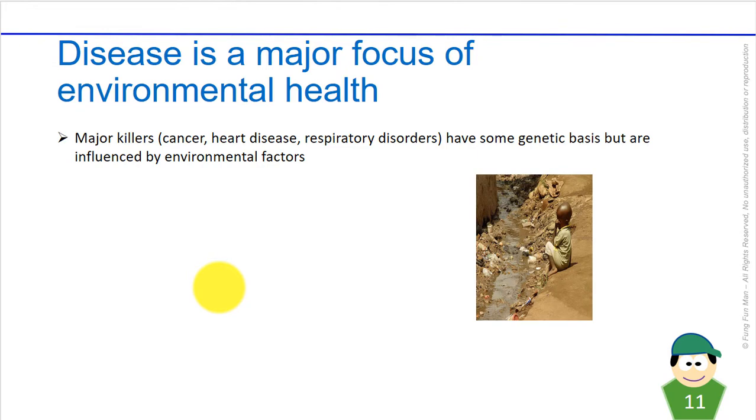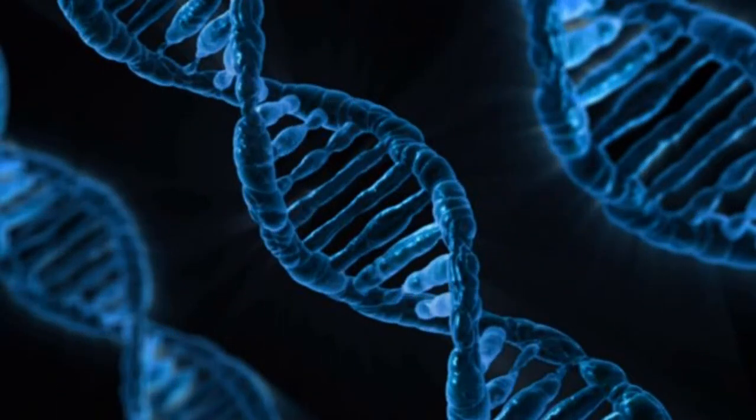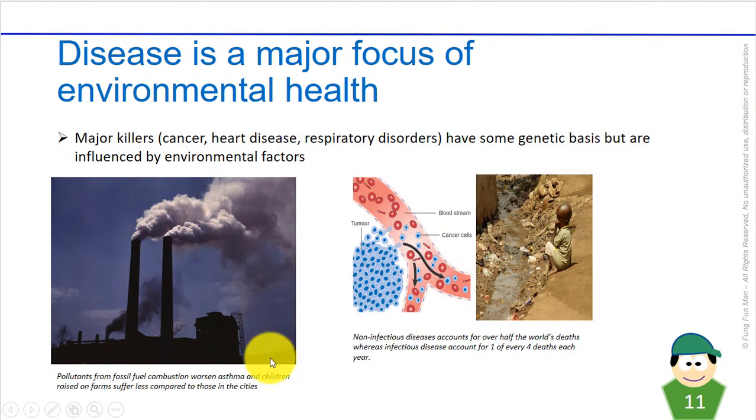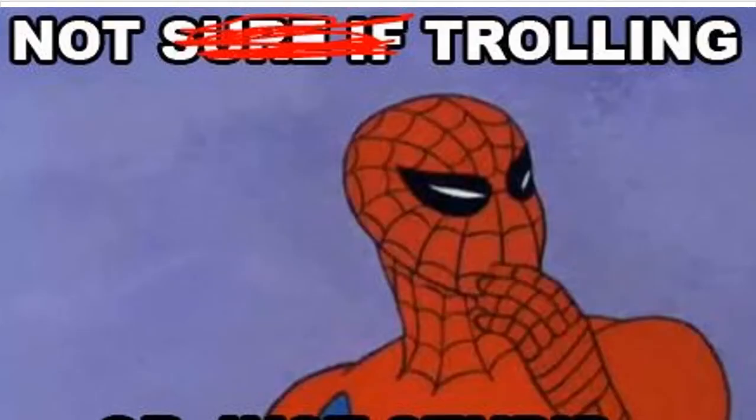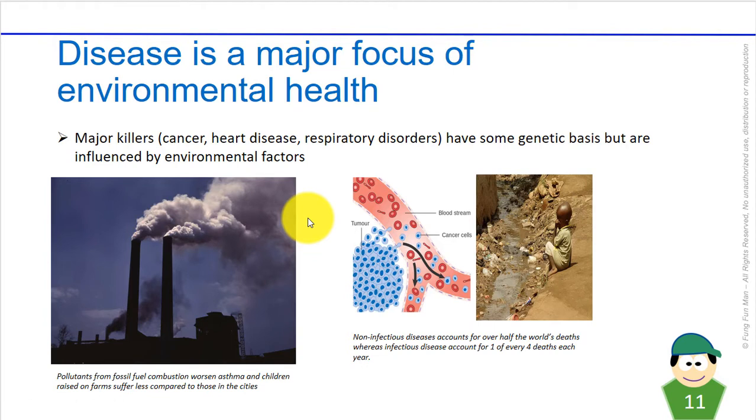So, for example, whether a person develops asthma depends not only on the person's genes, but also on the environmental conditions. And there are studies that have shown that the pollutants from fossil fuel combustion worsen asthma. And the children who are raised on farms suffer less asthma than children raised in cities. So there must be some kind of cause and link between them. It can't be just coincidental.